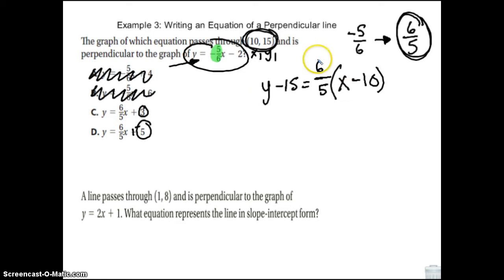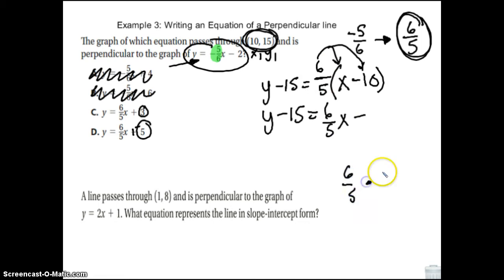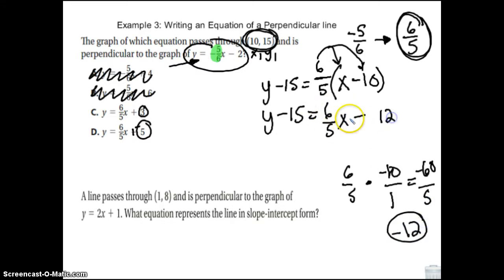Now we need to get y by itself, so we need to distribute first. So we have y minus 15 equals 6 over 5x minus, now how are we going to do 6 over 5 times negative 10? We just do 6 over 5 times negative 10 over 1. That gives us negative 60 over 5, which is negative 12. So we're going to have 6 over 5x minus 12.